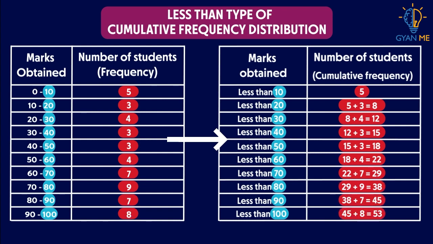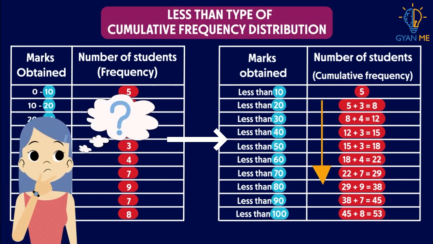Here students, as you can observe, we started with the first class. We write the first frequency as it is and then cumulate downwards. Thus, this kind of distribution is called the cumulative frequency distribution of less than type. Now the question is how to make a cumulative frequency distribution graph or how to represent this table graphically. So let's learn it. Let's see how to draw the cumulative frequency distribution graph of less than type.